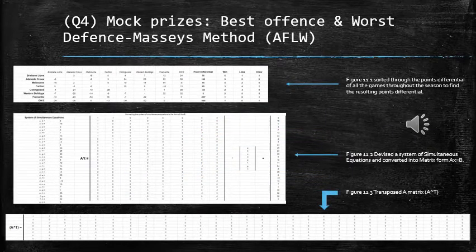Using Massey's method, we can determine the teams that have the highest and lowest points differential by taking the difference in points each round for each team. We then set this up as a set of simultaneous equations and convert that to the form of the matrix A multiplied by X, a set of variables, and then equal that to the points differential per team.